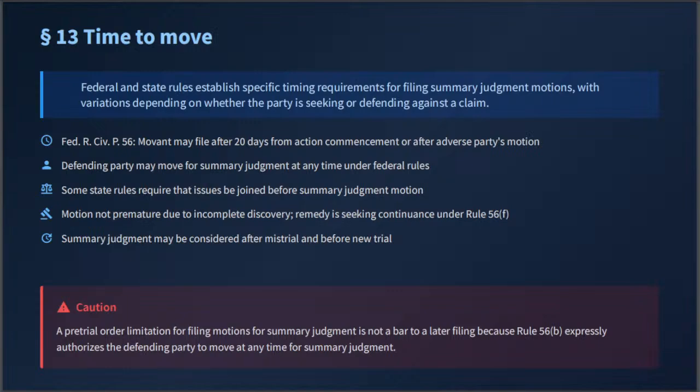And we have here that under the Federal Rule of Civil Procedure, Rule 56, the movant, the one moving for summary judgment, may file after 20 days from the action commencement or an adverse party's motion. So they have to wait 20 days from the commencement of the action, or if an adverse party files another motion. A defending party may move for summary judgment at any time, though, under federal rules. But some state rules require that issues be joined before a summary judgment motion, and a motion not premature.